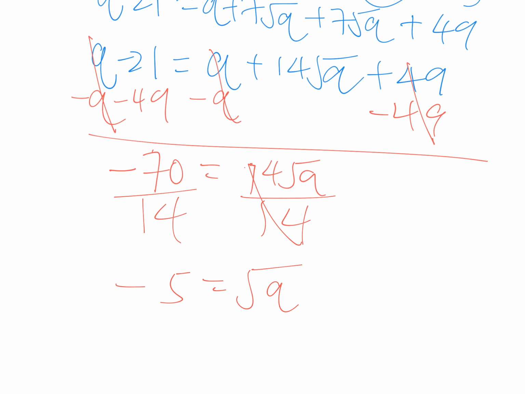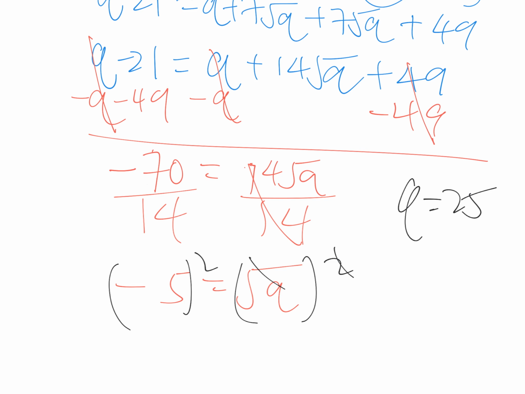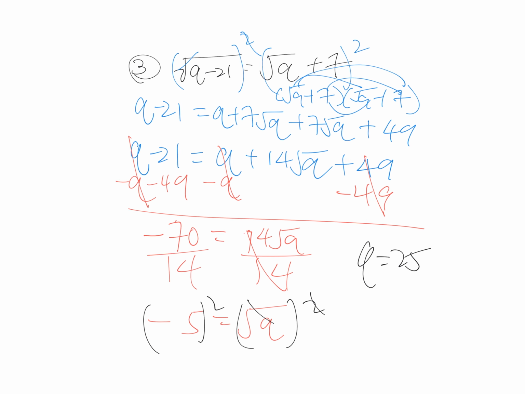We have a root q. Let's get rid of that root by squaring both sides. So we get q is equal to 25. Well, hold up. Let's go back and check our answer to make sure it's actually good.